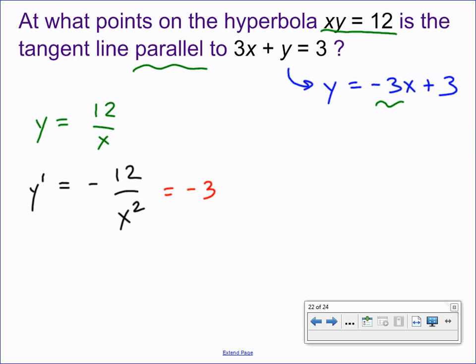I think this is going to work. I feel good about our plan of attack. So negative 12 equals negative 3x squared. X squared equals 4. Yes? X equals plus or minus 2. Can we do it? All right, guys. Or multiply both sides by negative 1. Or divide both sides by negative 3. However you guys want to do it.